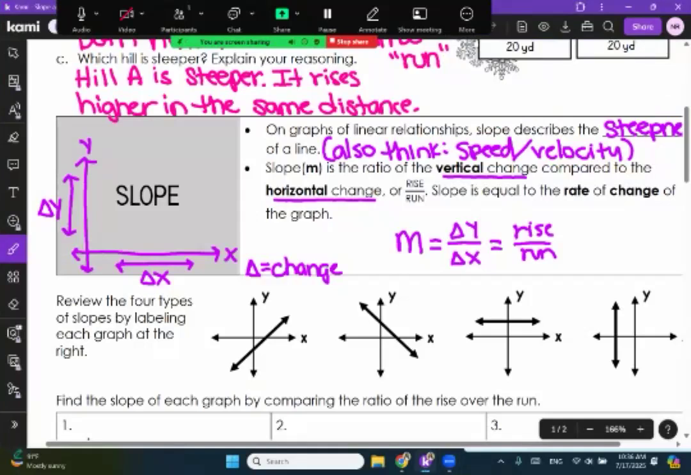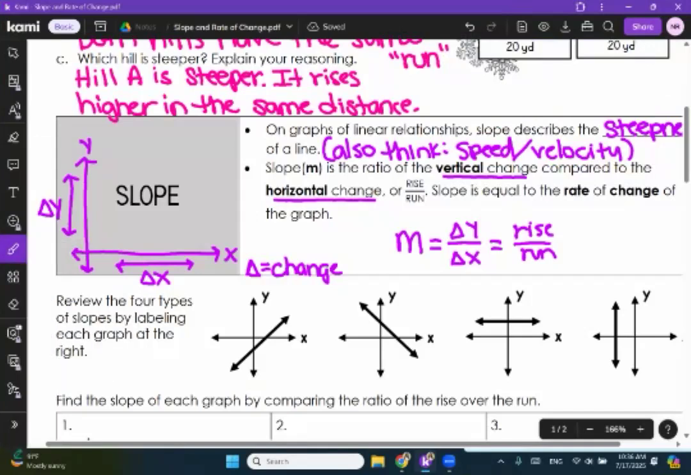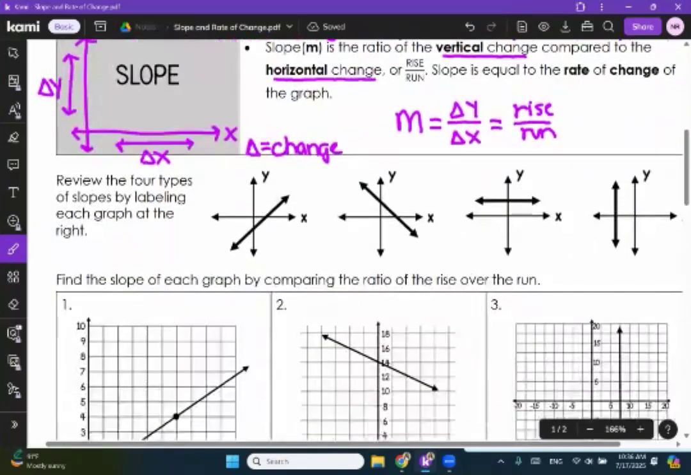All right, so thinking back to the previous lesson with horizontal and vertical lines, you watched a video over slope. Okay, so we're going to go back over the 4 different types of slopes that we see by labeling each graph here at the right.